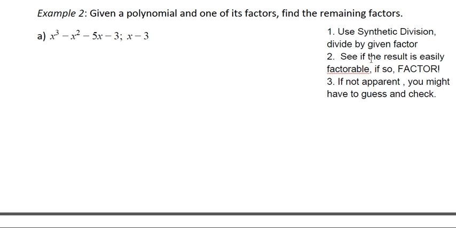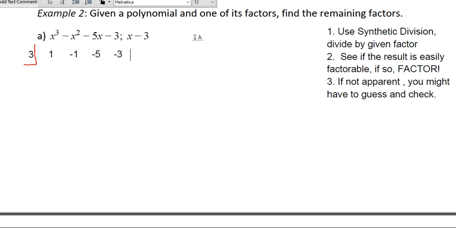This one is a little bit easier. So let's just start with our synthetic division. They give us that x minus 3 is our factor, so we're going to start by using 3. I have a cube, a square, an x, and a constant, so no missing terms. So I can just go for it: 1, -1, -5, -3.